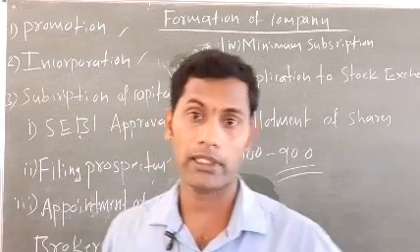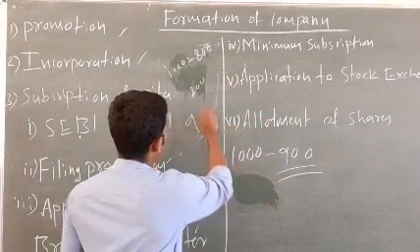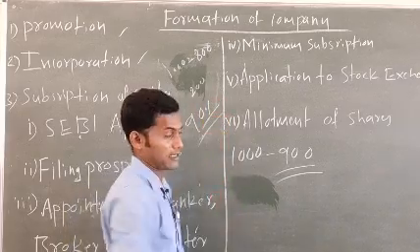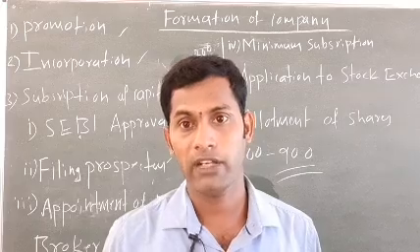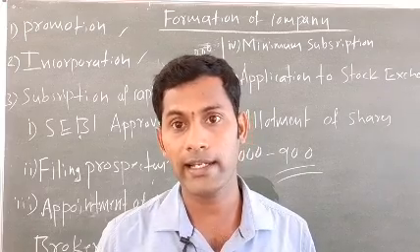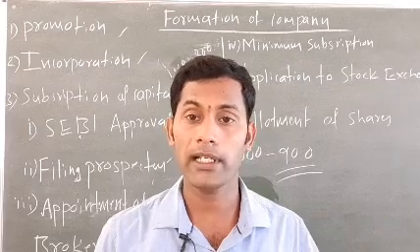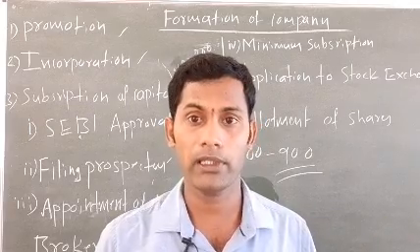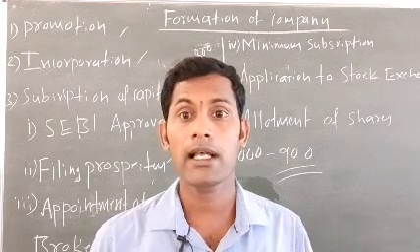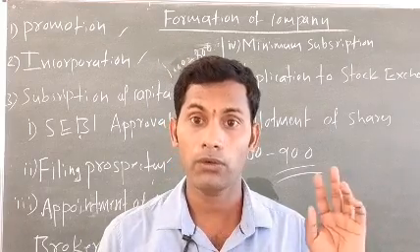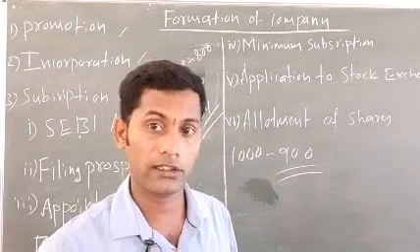That is the thing. Minimum subscription must be 90% of the issue size. If the company issued 100 shares, then 90. If the company issued 1 lakh shares, 90,000 shares should be subscribed by the general public. A simple thing: 90% of the issue size must be subscribed by the general public. Only then can the company allot shares to the shareholders.